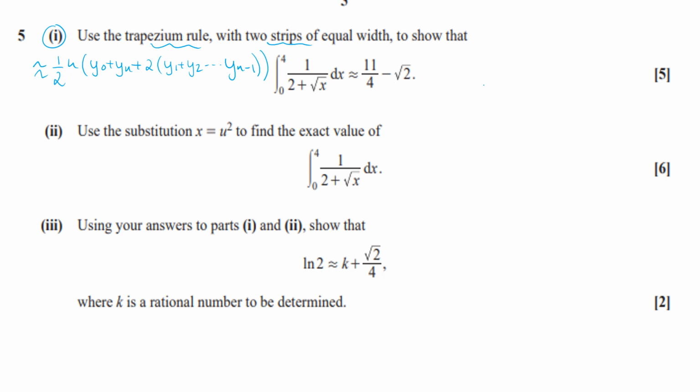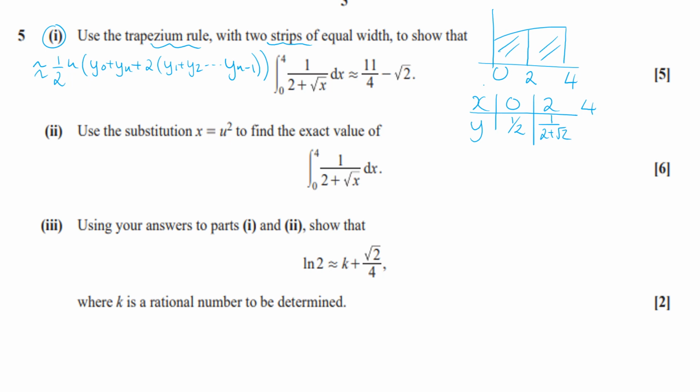So we're going to need a table of values, because if you imagine we're trying to approximate the area between 0 and 4 with 2 strips, you're just going to have the middle one, 2, so then that will be our 2 strips. So let's have a table of values where x is going to go 0 to 4. We need the y values. When x is 0, y is going to be a half. When x is 2, it's 1 over 2 plus root 2. When x is 4, root 4 is 2, and 2 plus 2 on the bottom is going to give us a quarter.